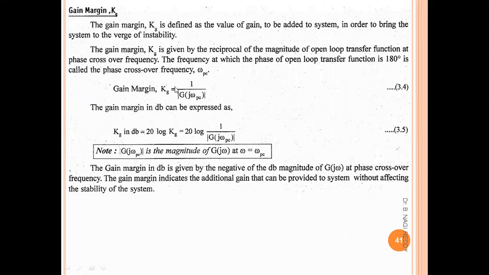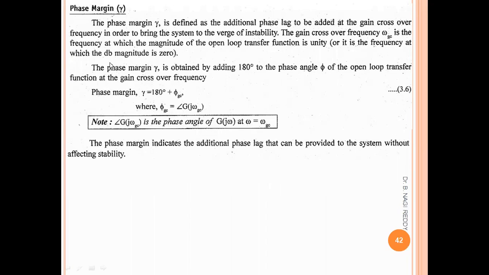So 20 log Kg means 20 log 1 by the modulus of G of j omega p. So this is how we need to calculate the Kg value, and we need to convert the Kg value in decibels using 20 log. Similarly, the phase margin.